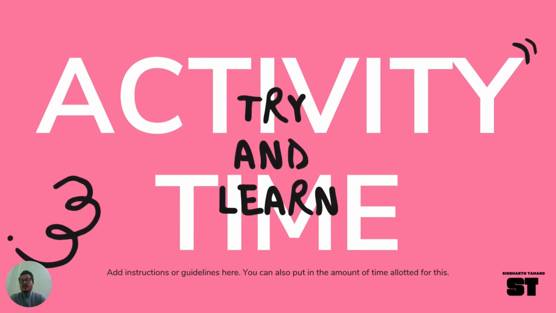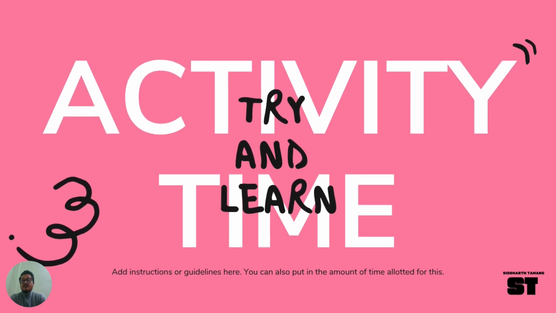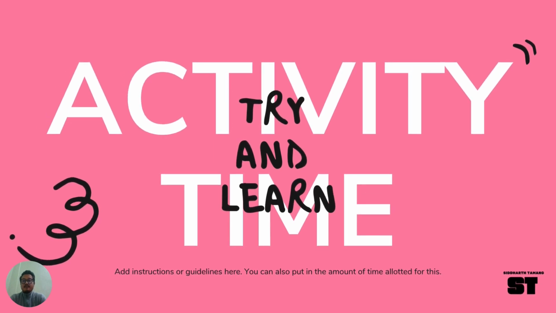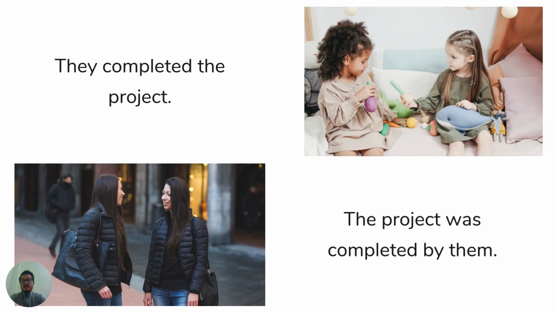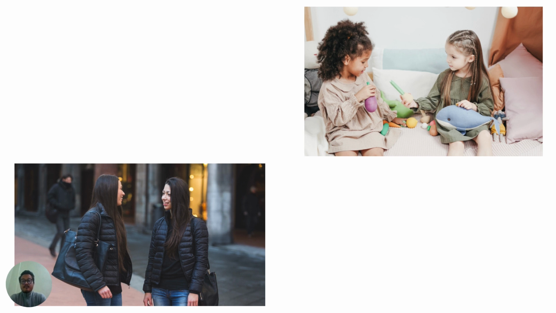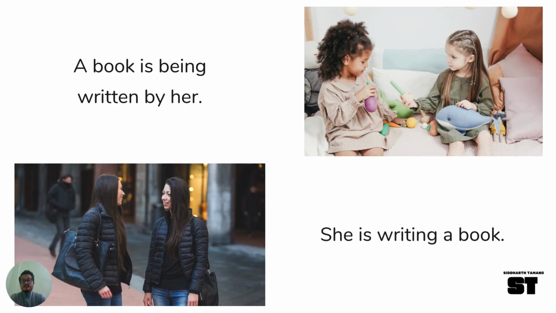Let us practice what we have learned by converting the sentences from active to passive and vice versa. Number 1. They have completed the project is your active voice, and the project was completed by them is your passive. Now let us try the opposite. A book is being written by her is your passive voice, and she is writing a book is your active voice.